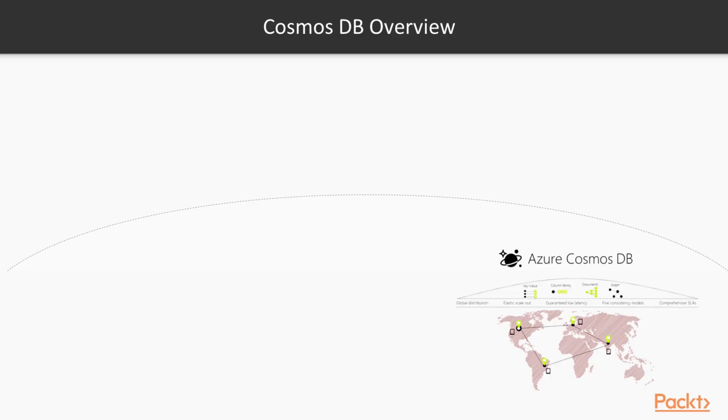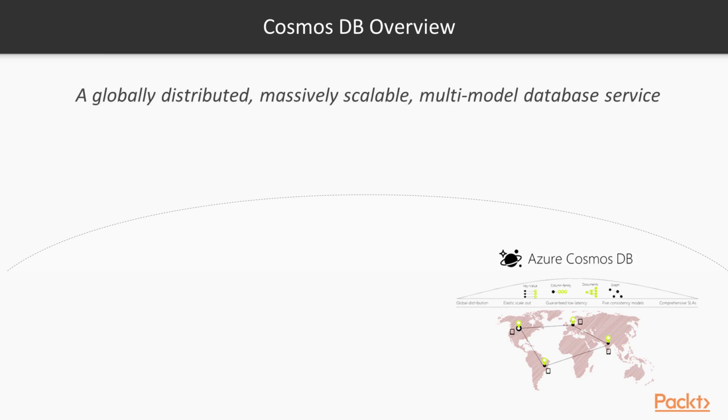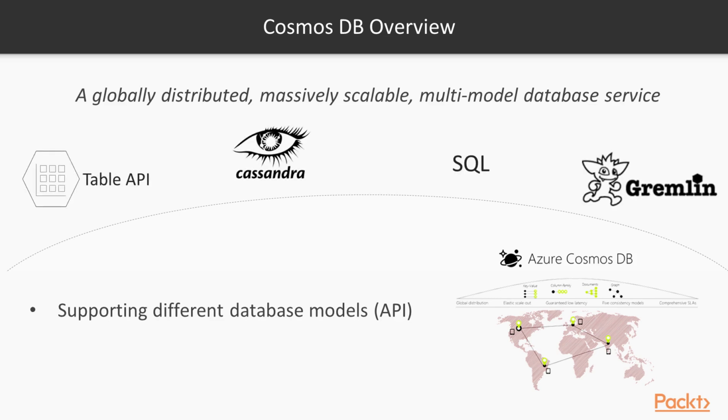In short, Cosmos DB is a globally distributed, massively scalable, multi-model database service. It supports different database models: Table API, Cassandra, SQL, and Gremlin for Graph. It's redundant by design, and it's built for performance at scale.